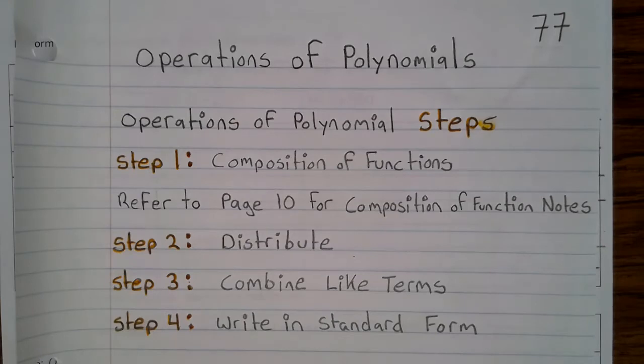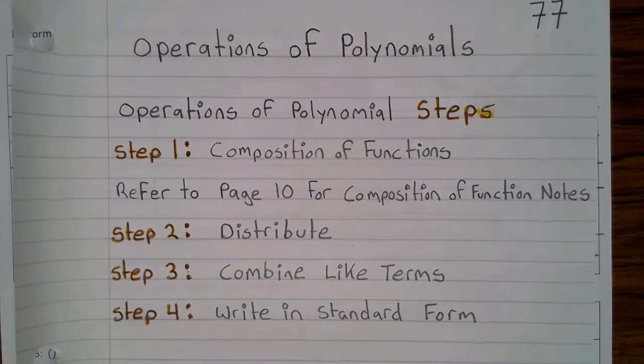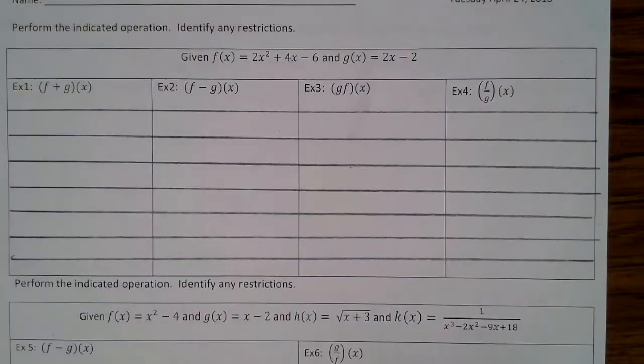Operations of polynomial steps. Step 1, composition of functions. Refer to page 10 for composition of function notes. Step 2, distribute. Step 3, combine like terms. Step 4, write in standard form. All right, if you would update your notes. All right, now your notes are updated. Let's take a look at the examples.